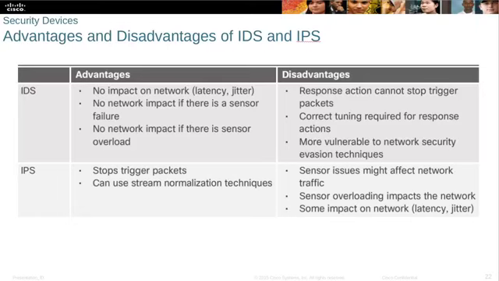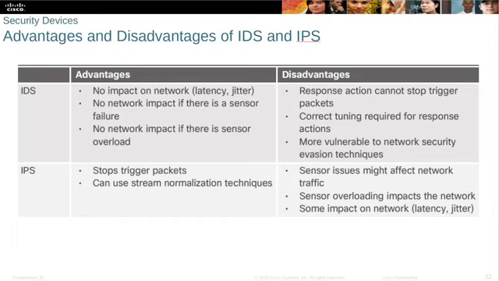Advantages and disadvantages of IDSs and IPSs. The IDS is good in one way because it has no impact on the network. So there's no real problems with latency or jitter. Latency is a delay. Jitter is a variable delay, where you've got a varying delay between packets. Jitter is actually more dangerous than latency, especially for voice traffic. There's no network impact if there's a sensor failure, and there's no network impact if there's a sensor overload.